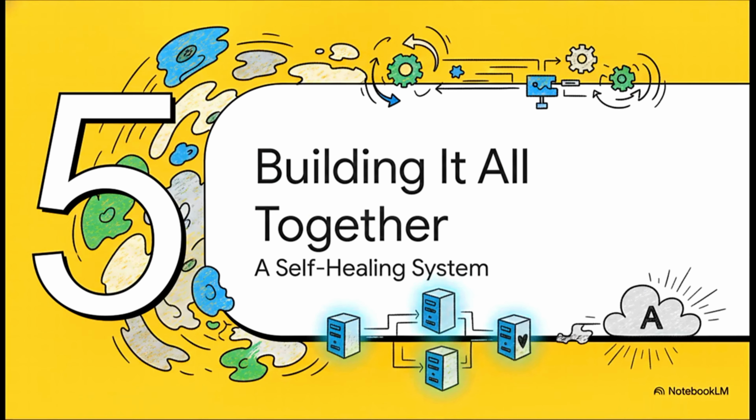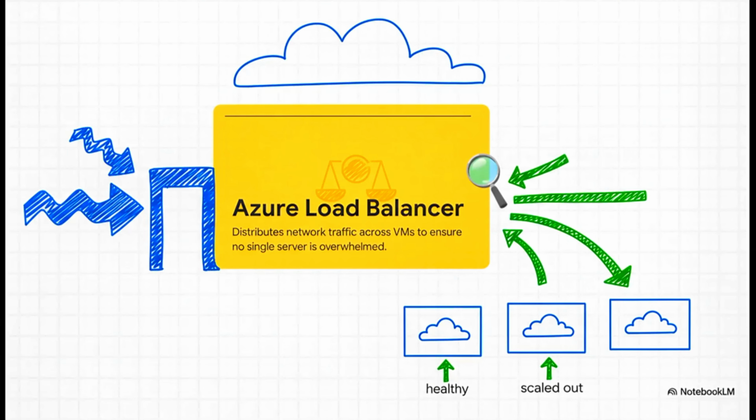All right, so we've covered resilience, we've covered scaling, we've covered storage. Now for the big question: how do we wire all of these pieces together to create a system that's truly robust and can pretty much manage itself? Well, the last key piece of the puzzle is the Azure Load Balancer. You can think of this as the single front door for your entire application. All of your user traffic hits the load balancer first, and its one job is to intelligently spread that traffic across all of the healthy VMs in your scale set.